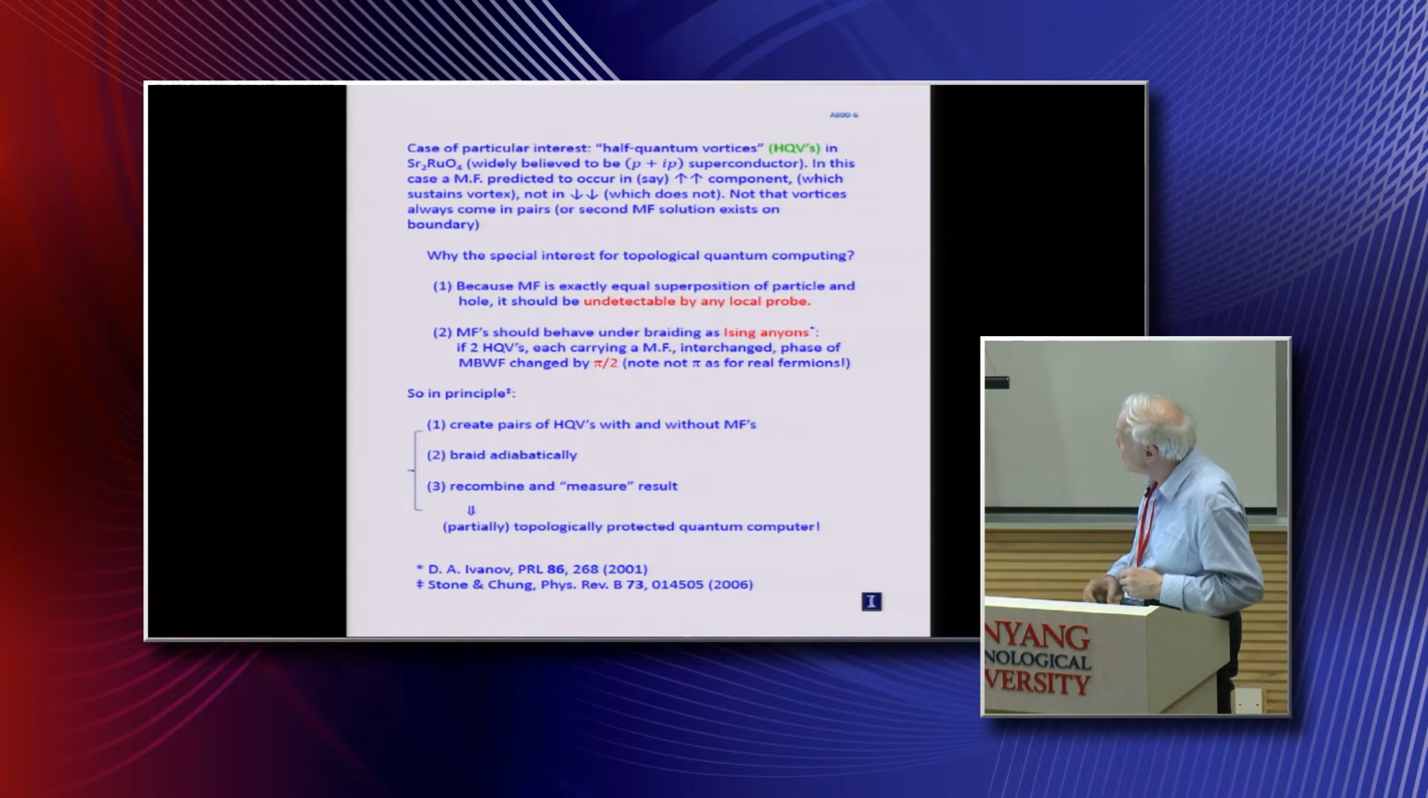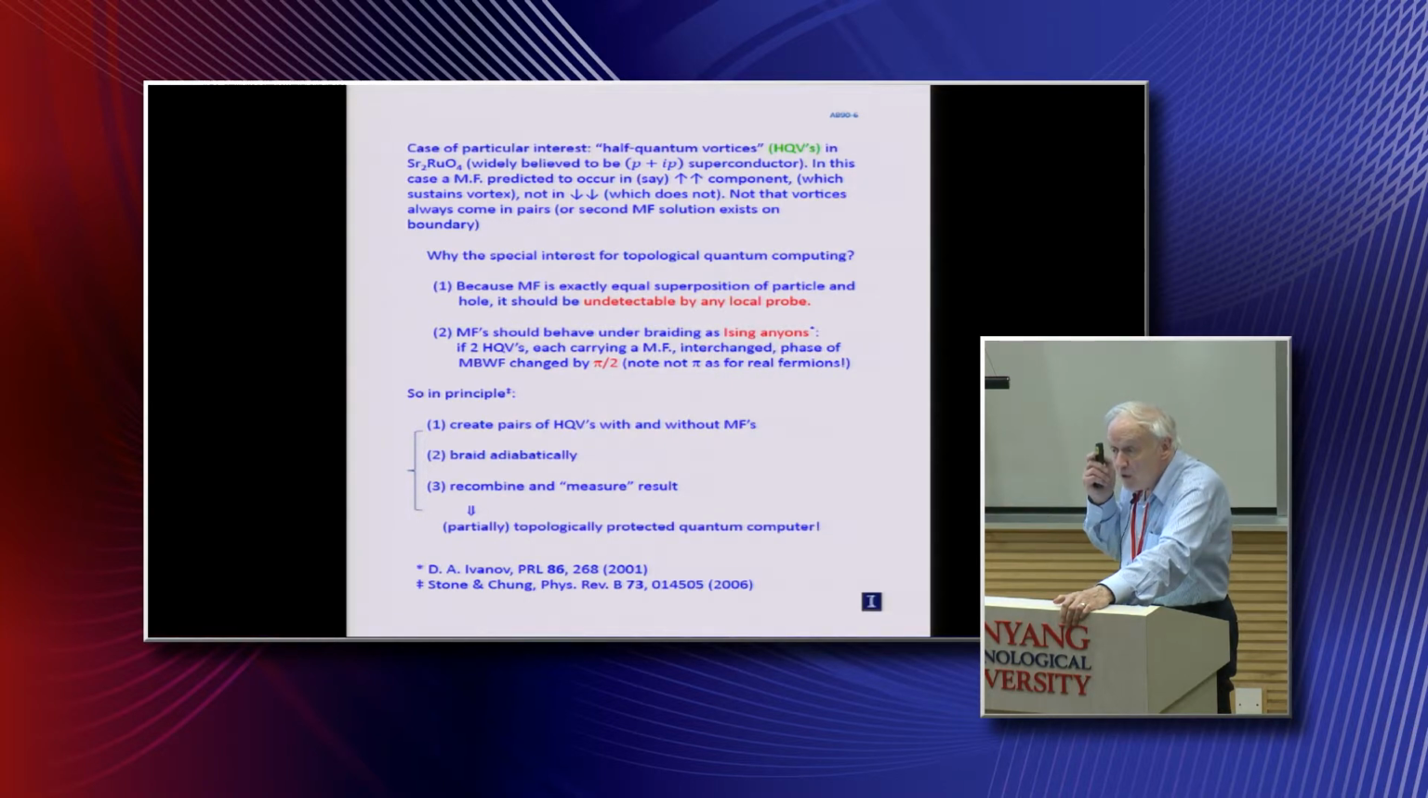And then it turns out that once you've got that fundamental feature, these Majorana fermions behave under braiding as so-called Ising anyons, and that then permits at least a partially protected, topologically protected quantum computer.